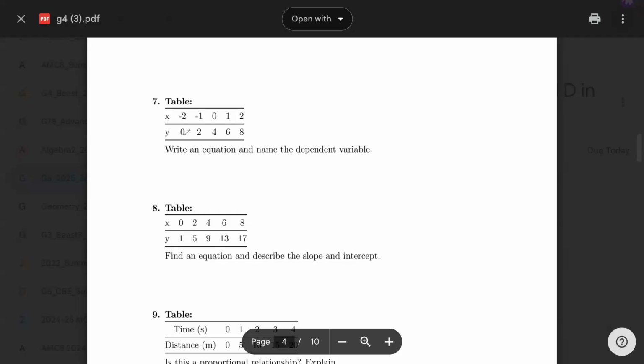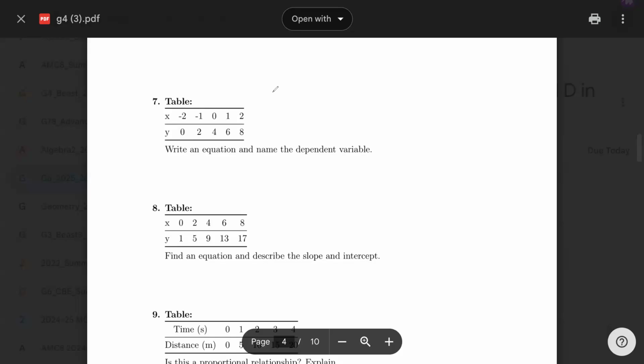Answer the question. How many units does y change for every 1 unit change in x? 2. Good. Do you all get it? See, how do the y values change for every 1 unit increase in x? Manya, can you answer that question?